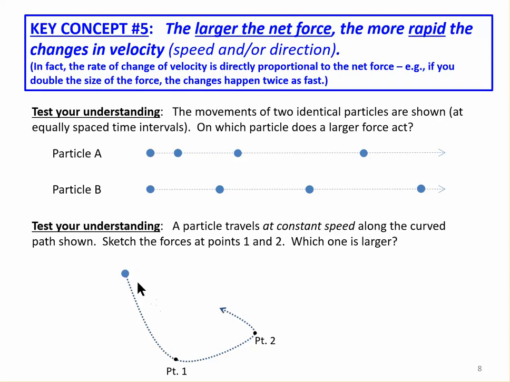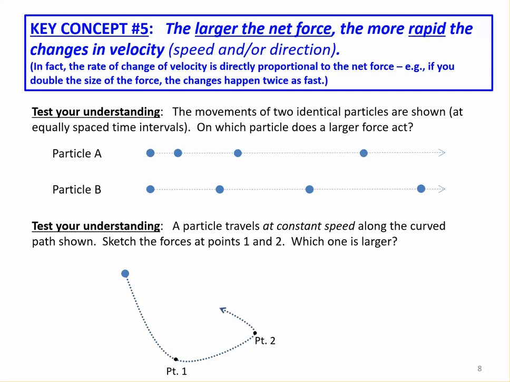Okay, so let's address this issue. We have the particle traveling at constant speed along here. We want to know, is the force that's acting on it at point 1 bigger or smaller compared to the force that's acting on it at point 2? Now, first of all, you should ask, how do we know there's a force acting on it at point 1 and at point 2? Well, the speed isn't changing, but notice that the direction of motion is changing. The particle is going along a curved path here, so there's got to be a force. Likewise, when the particle is going around point 2, its path is changing.